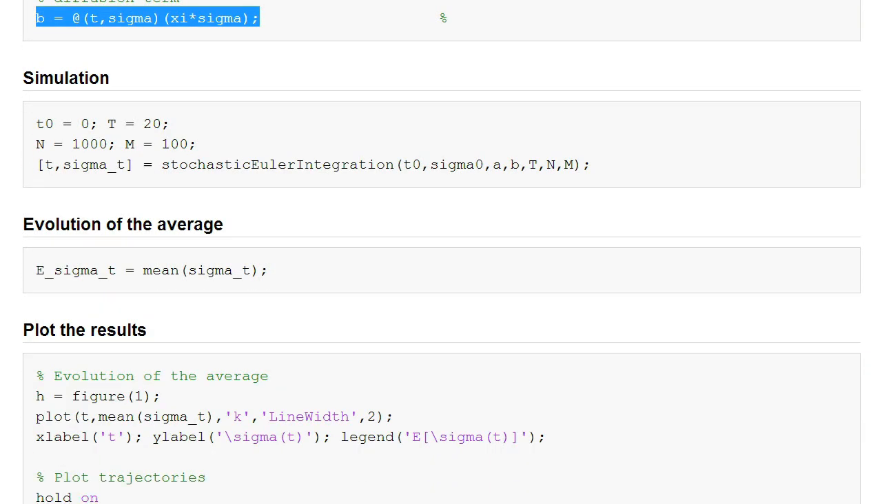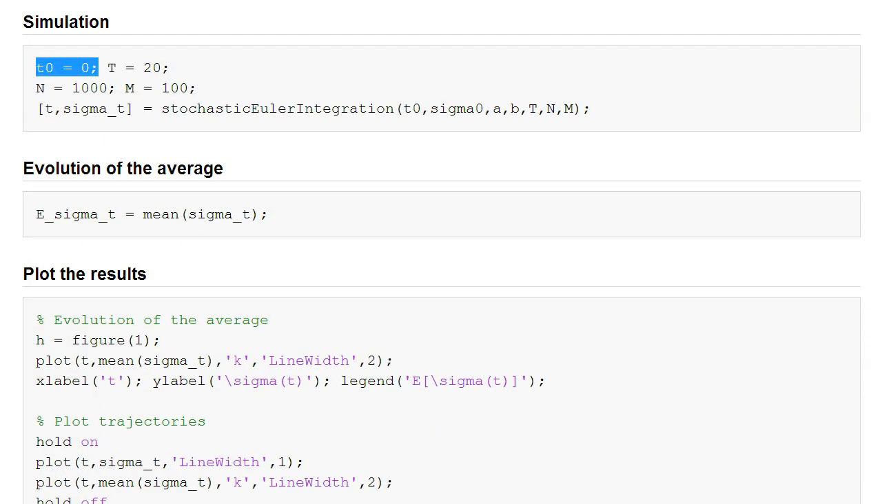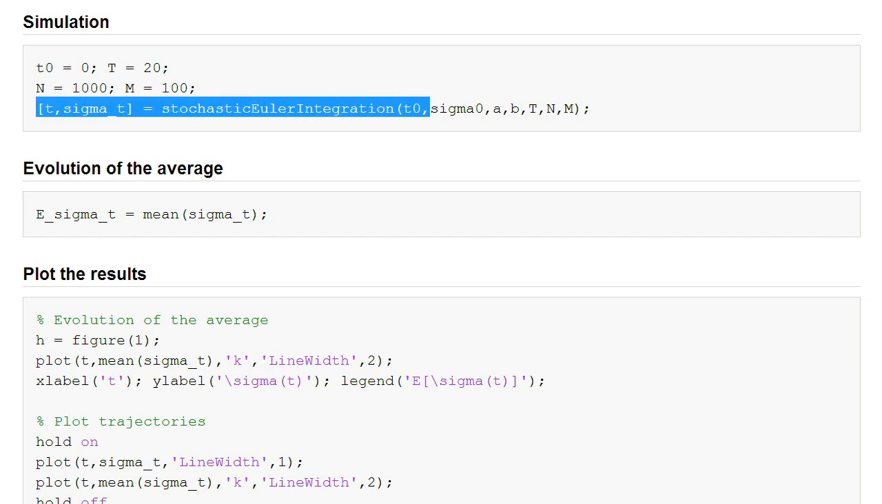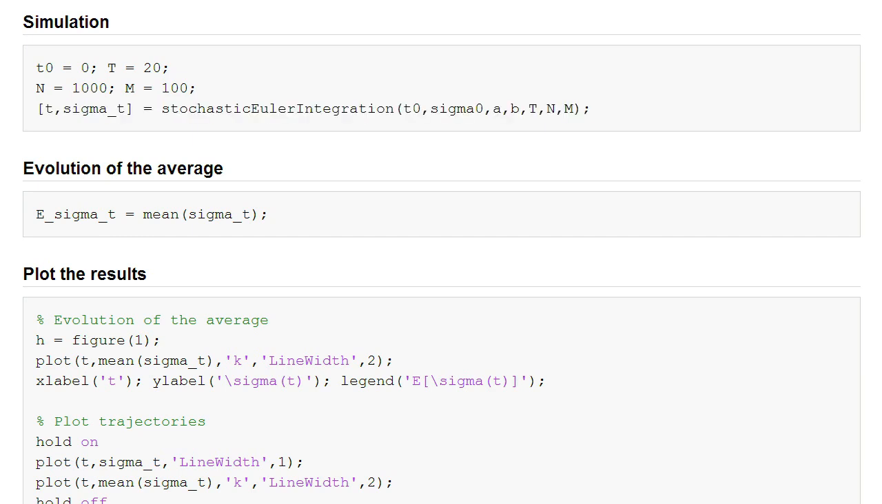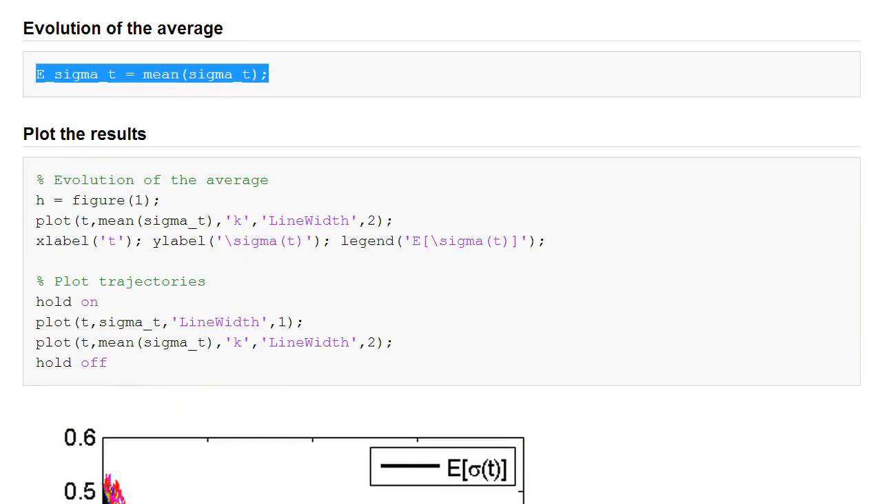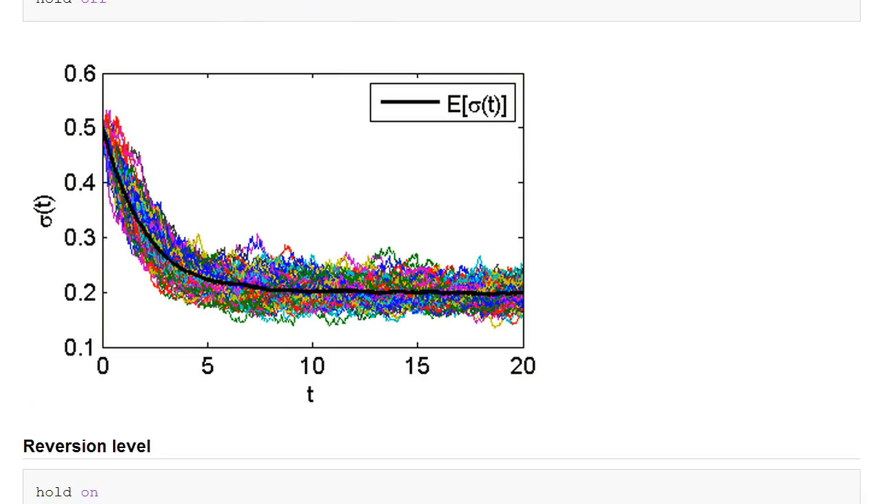Let's perform the simulation. We start at t0 and simulate up to 20. We're going to simulate 1,000 steps and 100 trajectories. Here is the function called to the stochastic Euler integration code that performs the simulation. Here we were just calculating the average over each of the trajectories to compare how the trajectories are actually fluctuating around the mean. And here are the simulated trajectories.